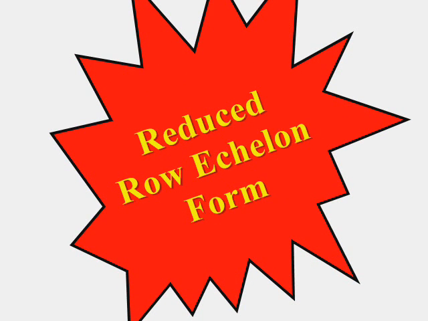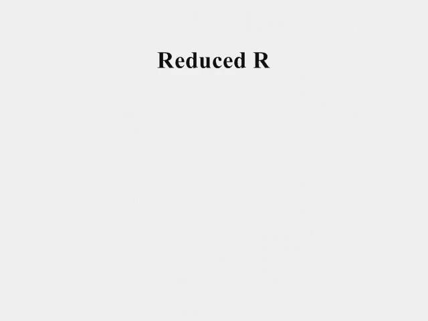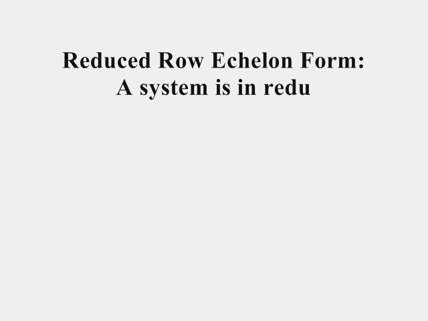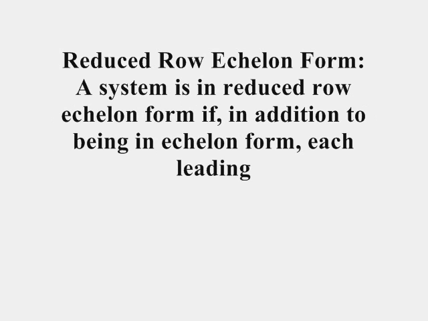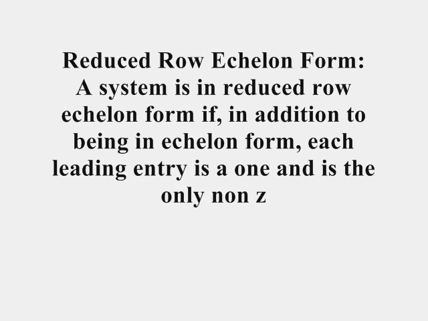Reduced row echelon form makes solving a system even easier. If a system is in reduced row echelon form, we can easily see the answer. Before we work on an example, we will review what it means for a system to be in reduced row echelon form. A system is in reduced row echelon form if, in addition to being in echelon form, each leading entry is a 1 and is the only non-zero entry in its column.